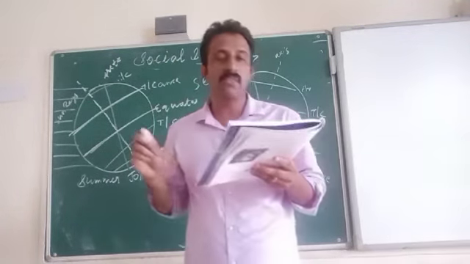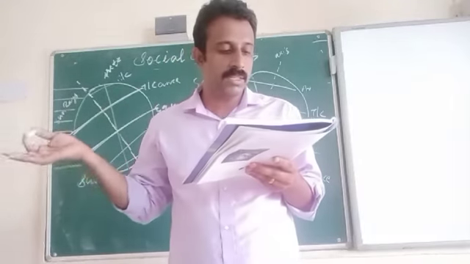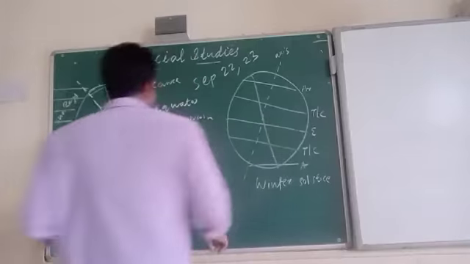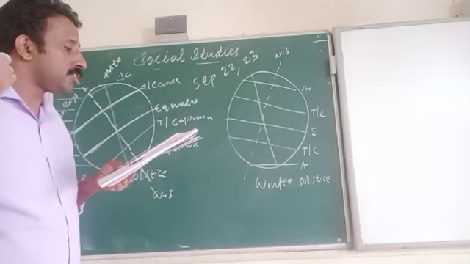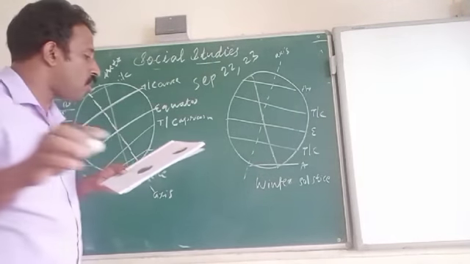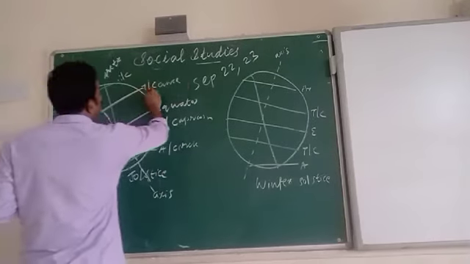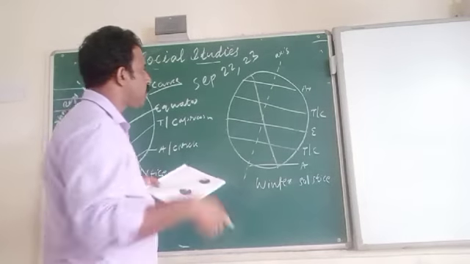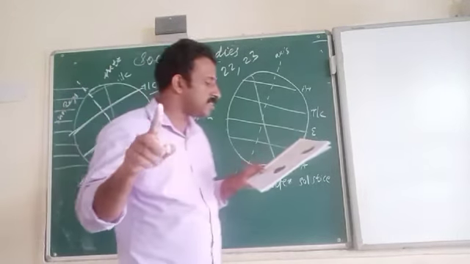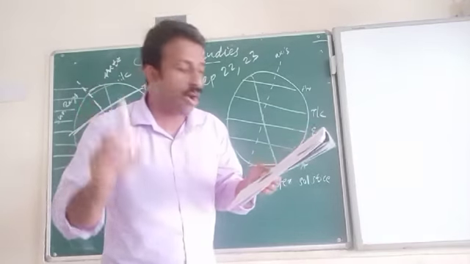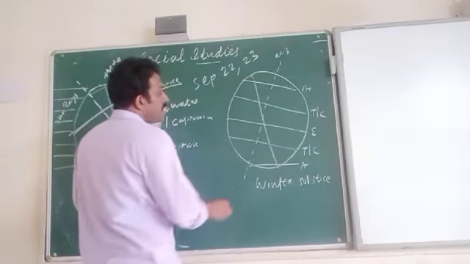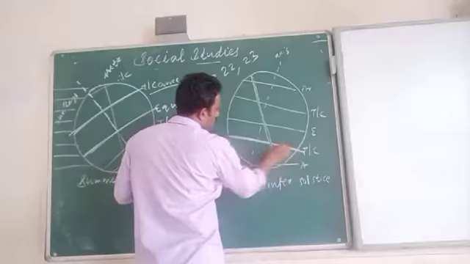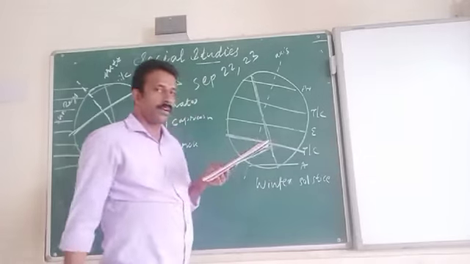What happens on December 21? The rays of the sun fall vertically over the Tropic of Capricorn. First I told you that on June 21 the rays of the sun fall vertically over the Tropic of Cancer; that is the summer. Then mostly on December 21, the rays of the sun fall vertically over the Tropic of Capricorn.